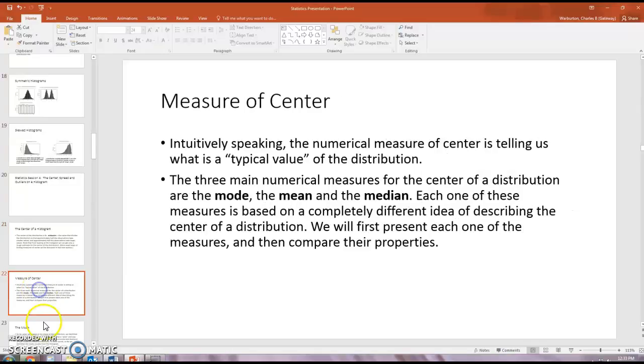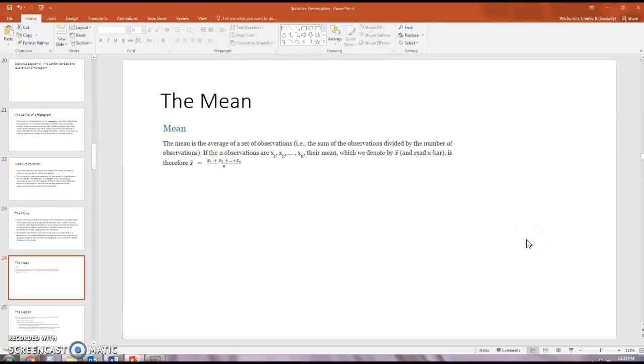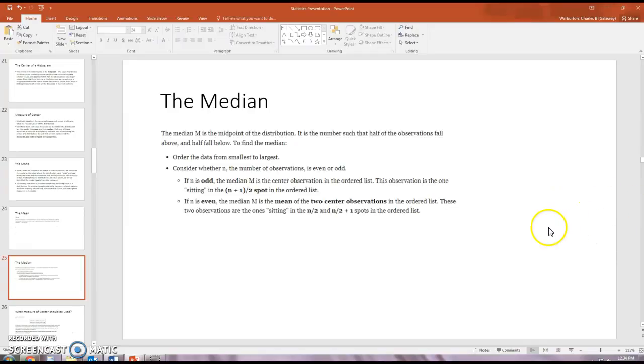Now the mode was the most frequent or the most commonly occurring value in the distribution. The mean was the average of the set of observations, where we took all the observations, added them up, and divided by the number of observations that were collected. The median is the midpoint. So that's either the middle value of an odd set of data, or the average of the 2 middle values of an even set of data.